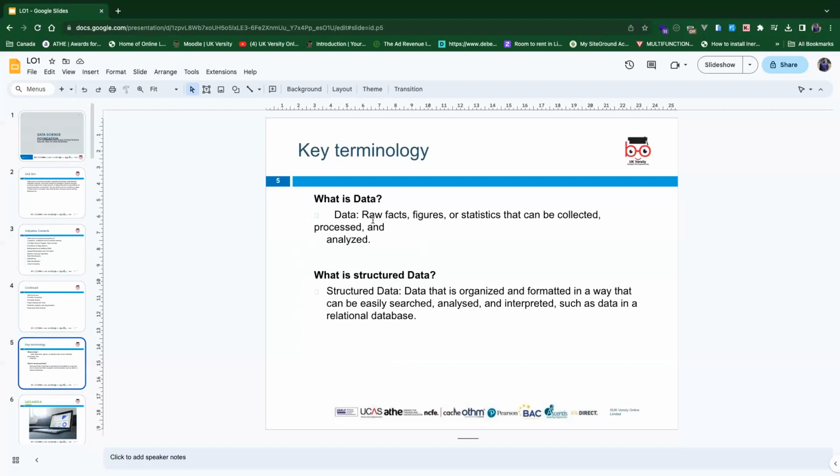So these are the key terminology. First of all, we have to understand what data is. As you can see, data is raw facts. This is just a layman's definition. Data is raw facts, figures, or statistics that can be collected, processed, and analyzed.